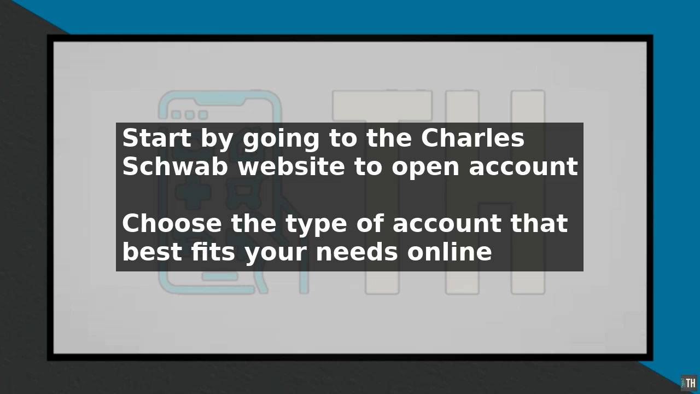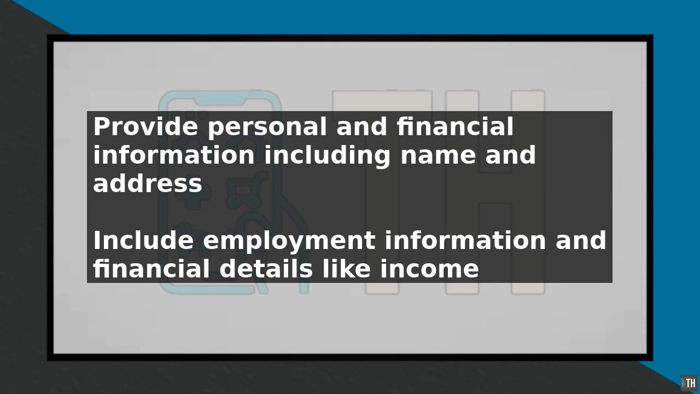Next, you will be asked to provide some personal and financial information, including your name, address, date of birth, and social security number. You will also need to provide employment information and financial details, such as your income and net worth. After providing the required information, you will need to fund your account. You can do this by transferring money from a bank account, mailing a check, or wiring funds.